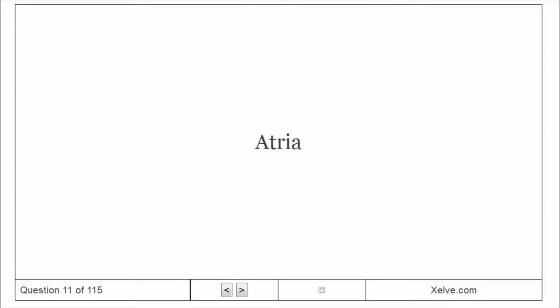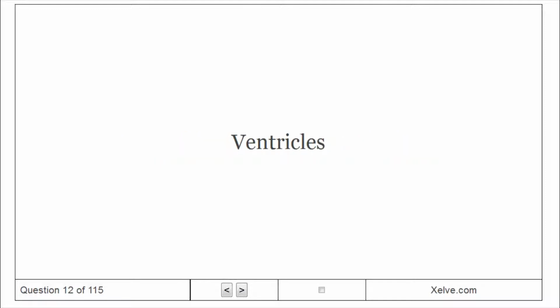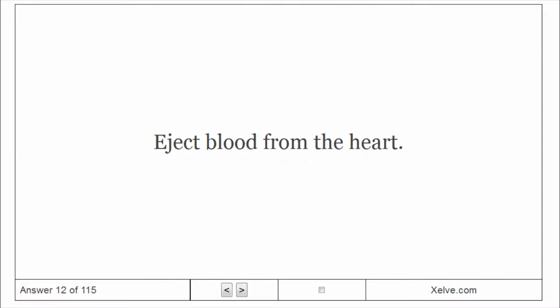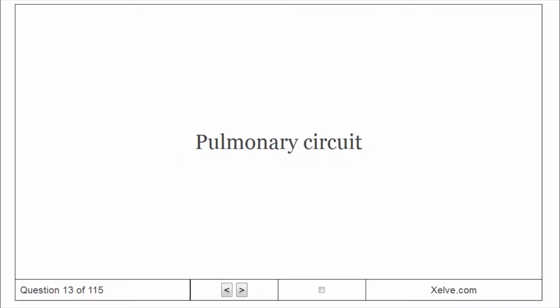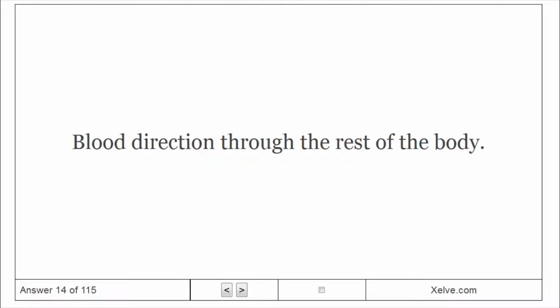Atria. Receive blood coming into the heart. Ventricles. Eject blood from the heart. Pulmonary circuit. Blood direction towards the lungs. Systemic circuit. Blood direction through the rest of the body.